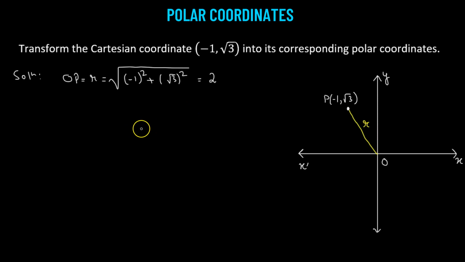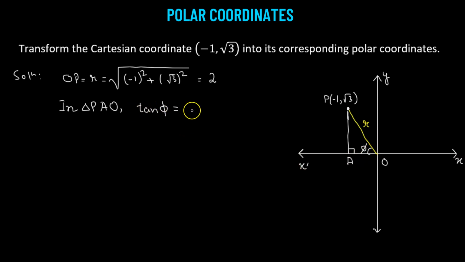Then our next task will be to obtain the angle. For this, first we'll drop a perpendicular from the point P to the x-axis and name it A. So we have PA perpendicular to the x-axis, and this gives us a right angle triangle PAO, right angled at A. So in triangle PAO, we will try to find the angle phi.